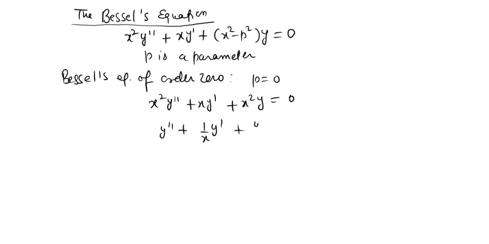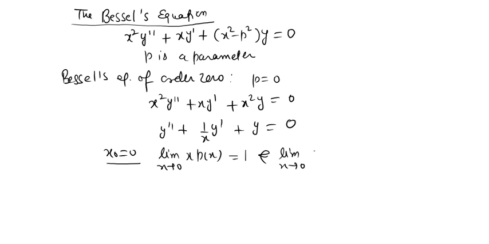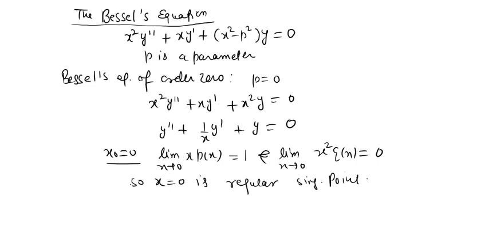So where p is 1 by x and q is 1, and the singular point is 0, and you can check that limit x goes to 0, x p(x) is finite, and also limit x goes to 0, x square q(x) is finite. So x equal to 0 is a regular singular point. So what we do, we take a Frobenius series solution.